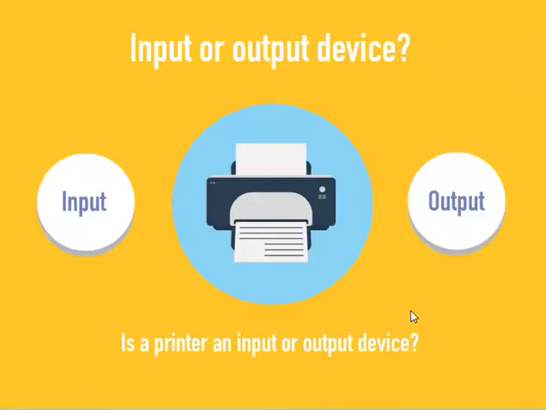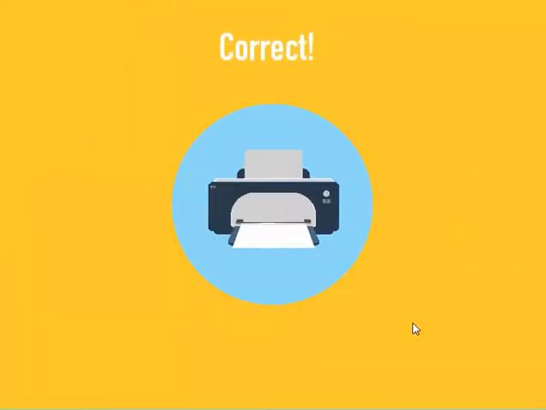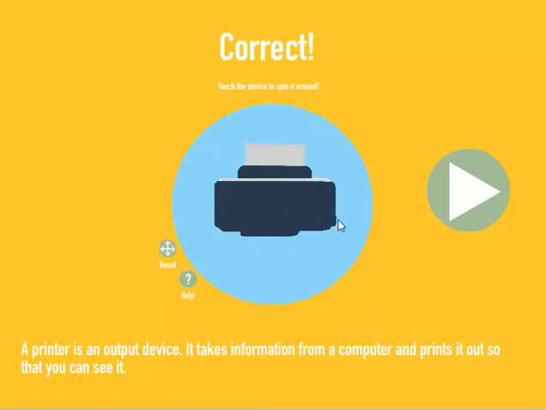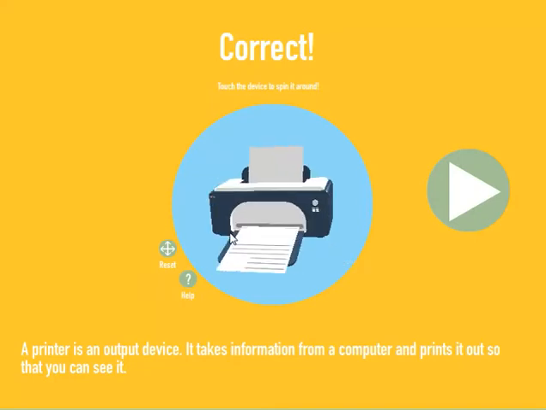Is a printer an input or output device? Correct. Printer. A printer is an output device. It takes information from a computer and prints it out so that you can see it.